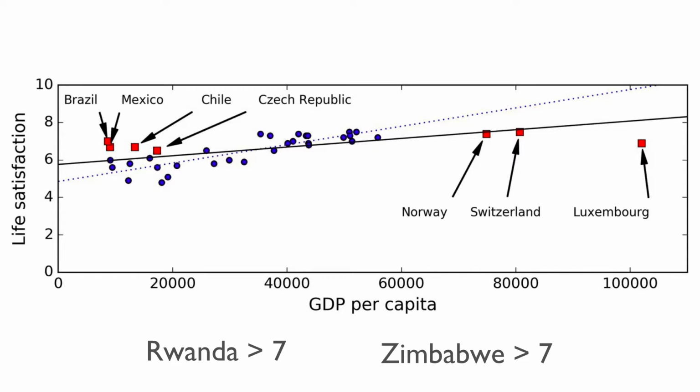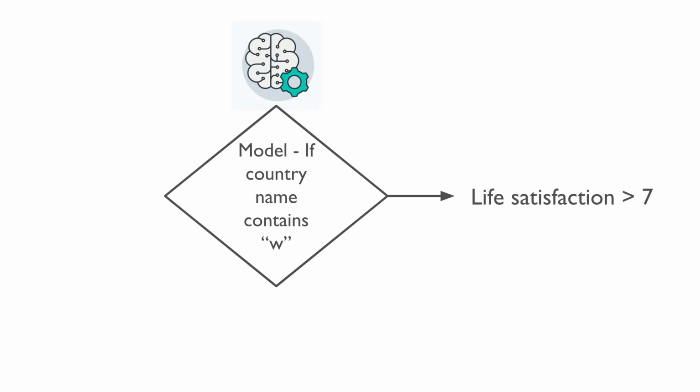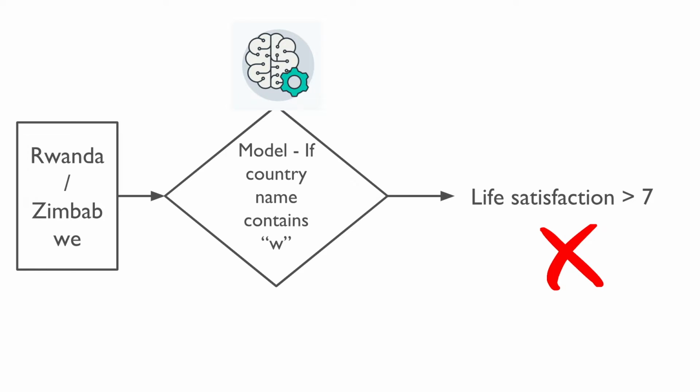But how confident are you about these predictions? According to the real-world data, both Rwanda and Zimbabwe have much lower life satisfaction. So these predictions are not correct. This is again overfitting. The model has memorized that all the countries with the W in the name have a life satisfaction greater than 7. But the model falters badly when it has to predict life satisfaction in new countries like Rwanda or Zimbabwe. Let us take one more example.